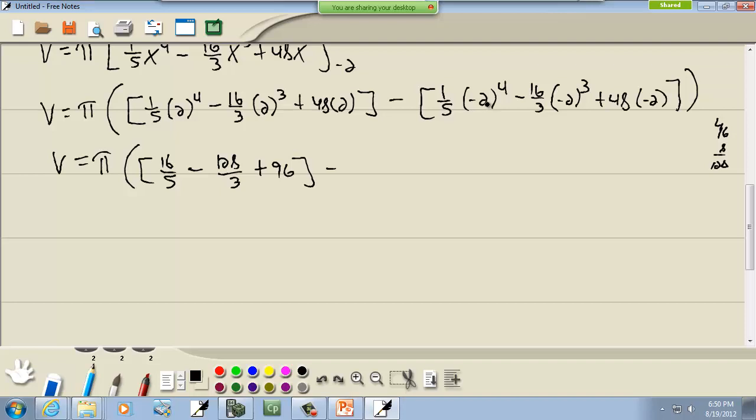Minus negative 2 to the 4th is 16/5. Negative 2 to the 3rd is negative 8. Times 16 gives us a positive 128 over 3. And 48 times negative 2 gives us negative 96.